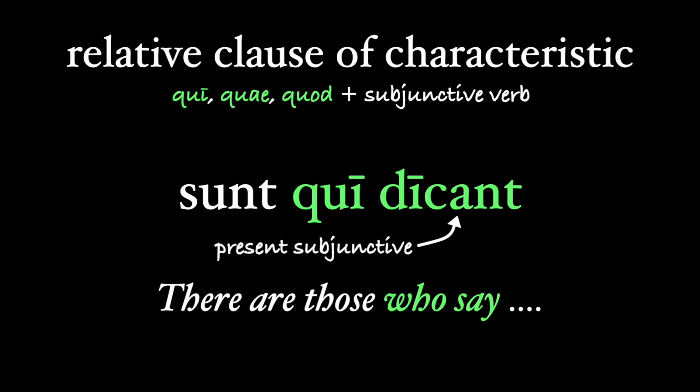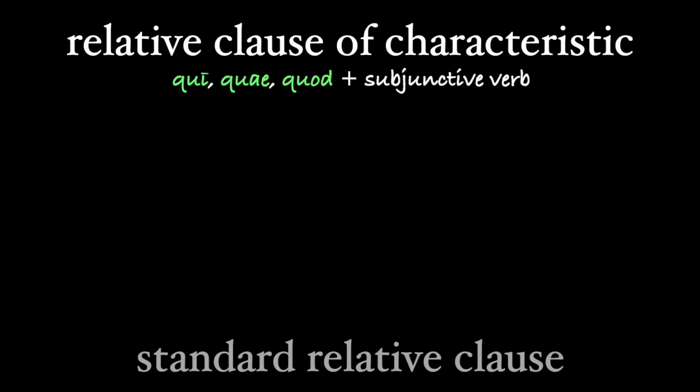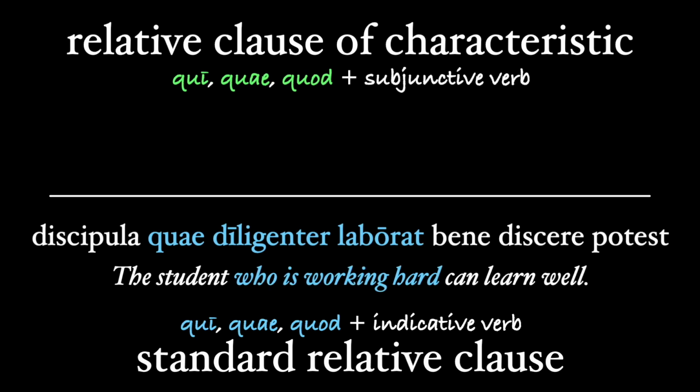The relative clause of characteristic, which uses the subjunctive, differs from a relative clause that takes a verb in the indicative mood. Let's look at the difference between the two. Here's an example with the indicative. Discipula quae diligenter laborat, bene discere potest. The student who is working hard, as a fact, can learn well.